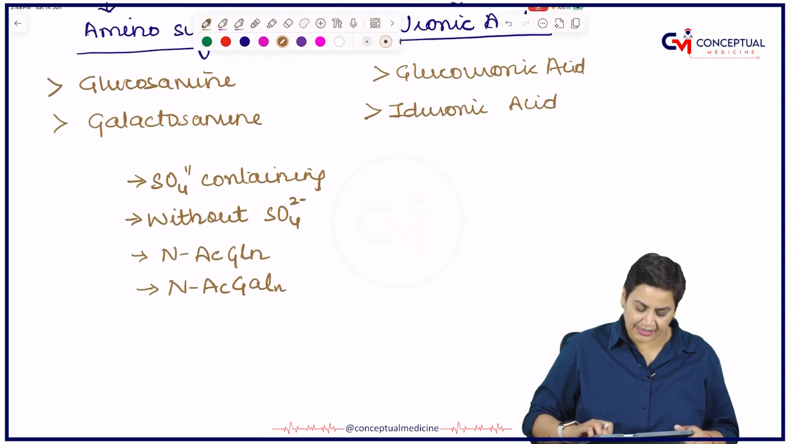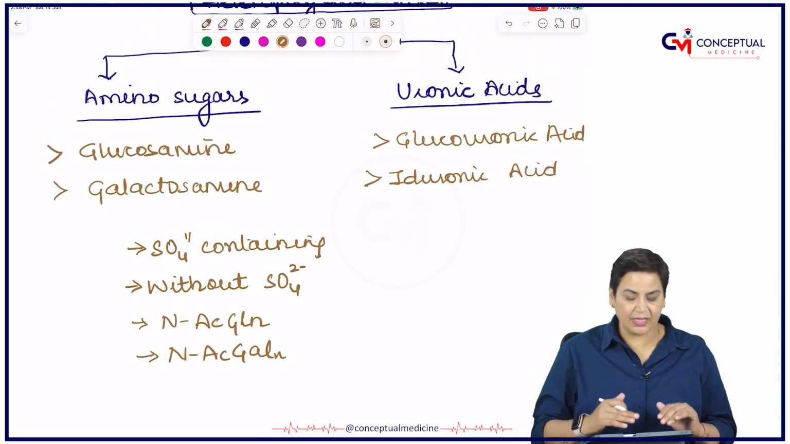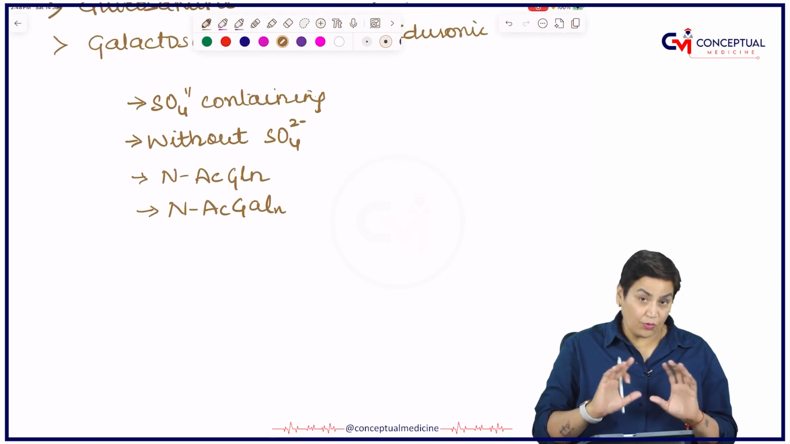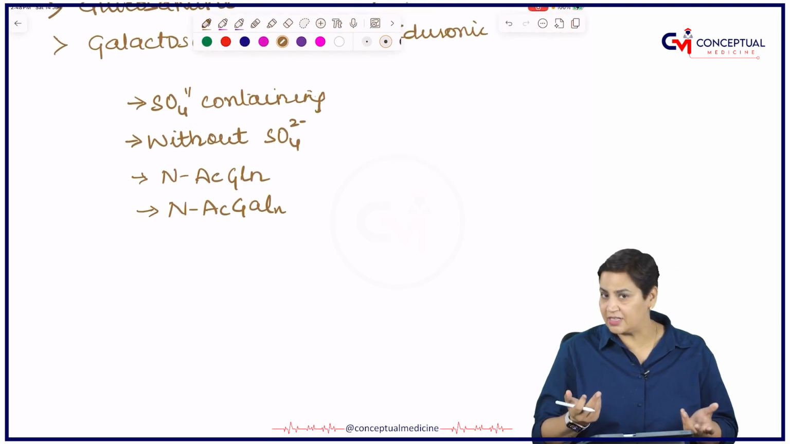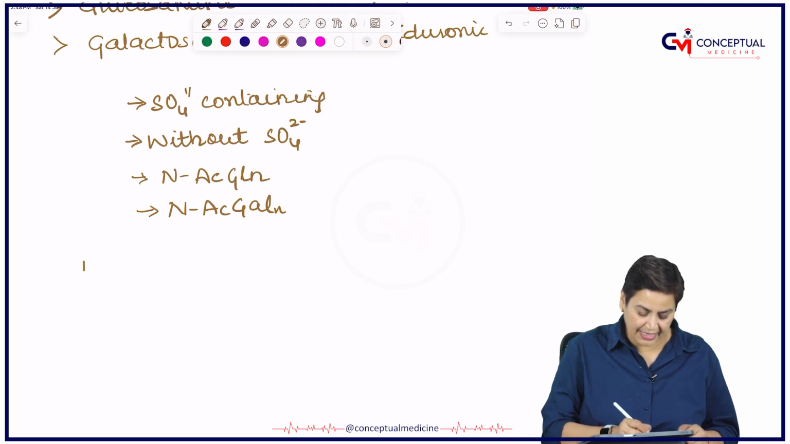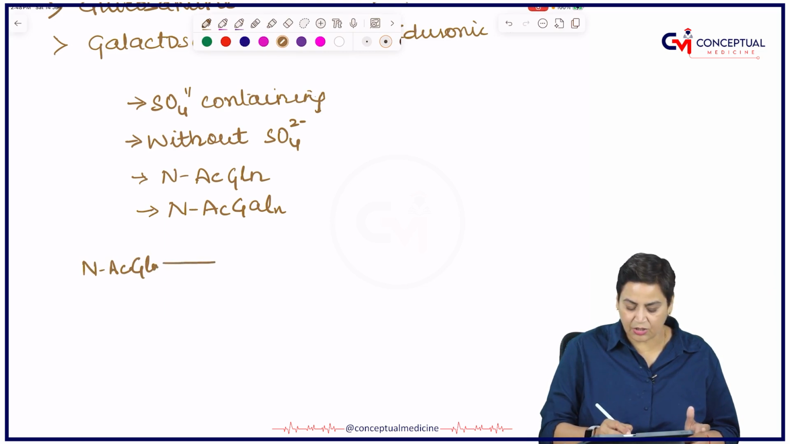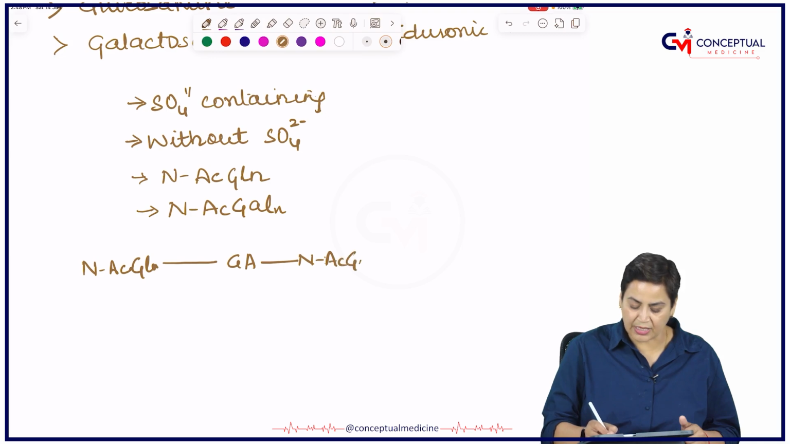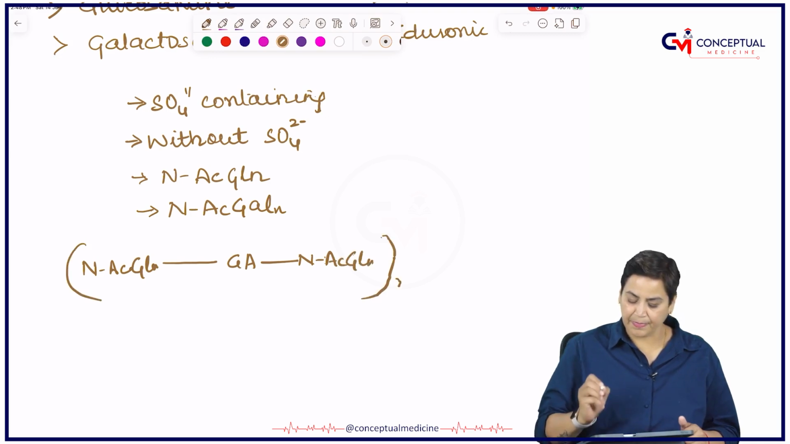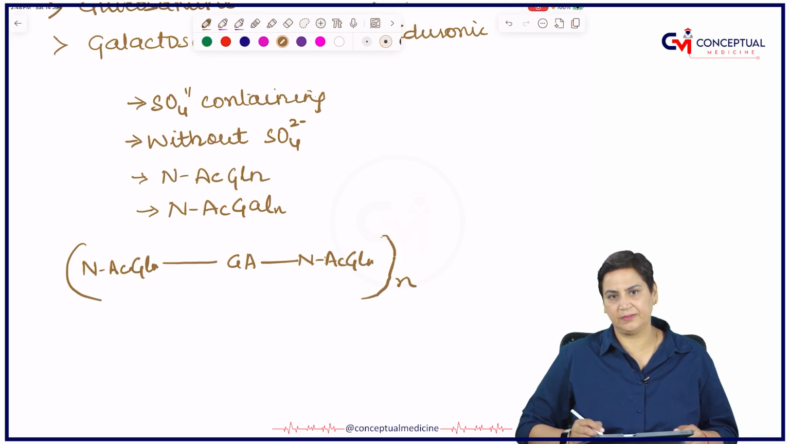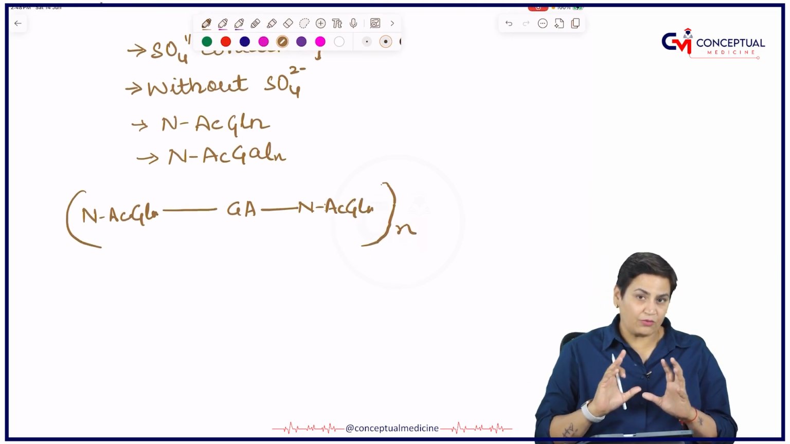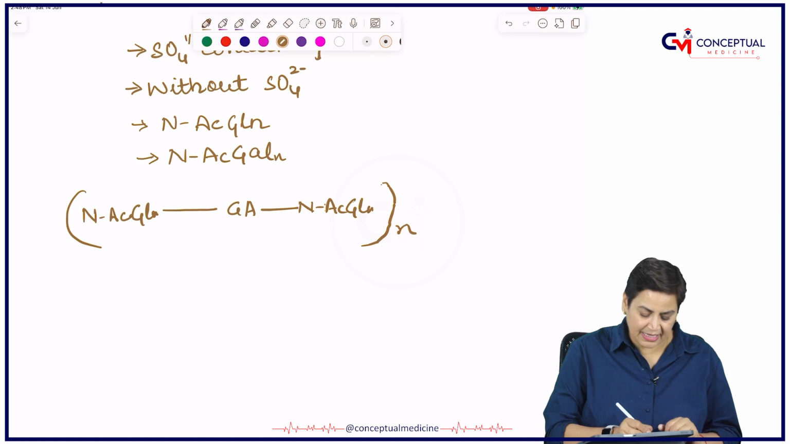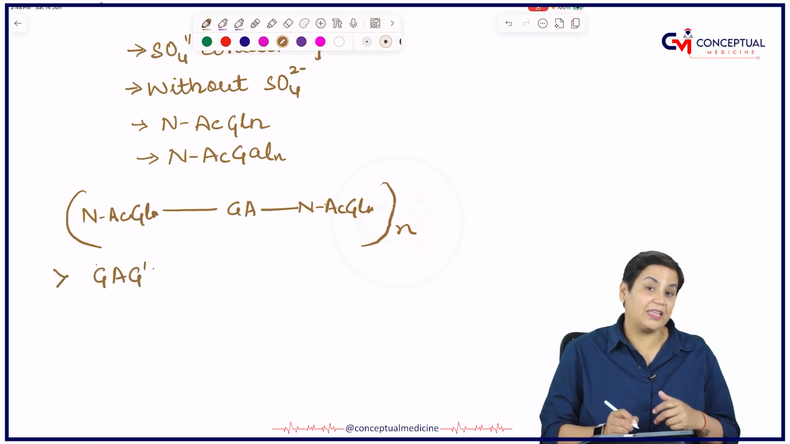Now the question is, you can see they have glucosamine, they have galactosamine. So overall, since it is a polysaccharide, I can simply say that N-acetyl glucosamine is linked to glucuronic acid, which is further linked to N-acetyl glucosamine. They have polypeptide chains like this. Now, if we have to summarize them, can I say that they can also be known as GAGs? In fact, they are known as GAGs.